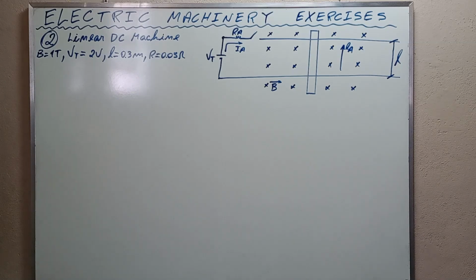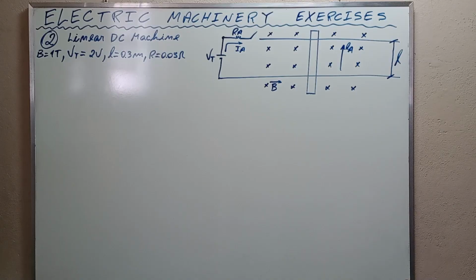Also, determine the steady state speed, assuming that no mechanical load is applied to the bar. Letter B. Now suppose that a mechanical load of 4 newtons directed to the left is applied to the moving bar. In steady state, determine the speed, the power delivered by Vt, the power delivered to the mechanical load, the power lost to heat in the resistance Ra, and the efficiency.